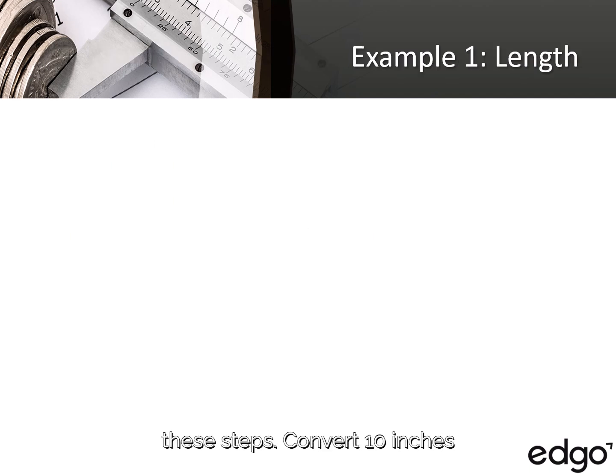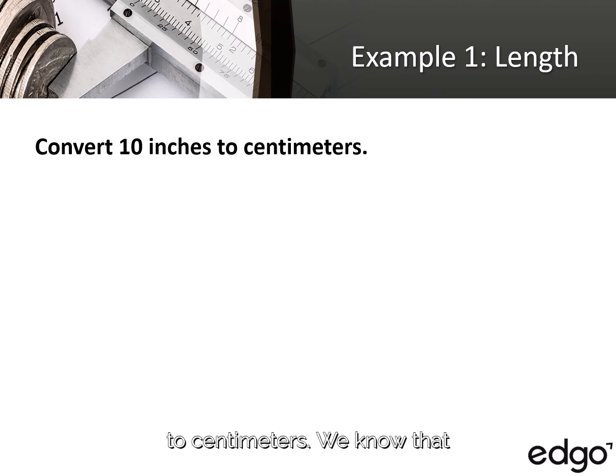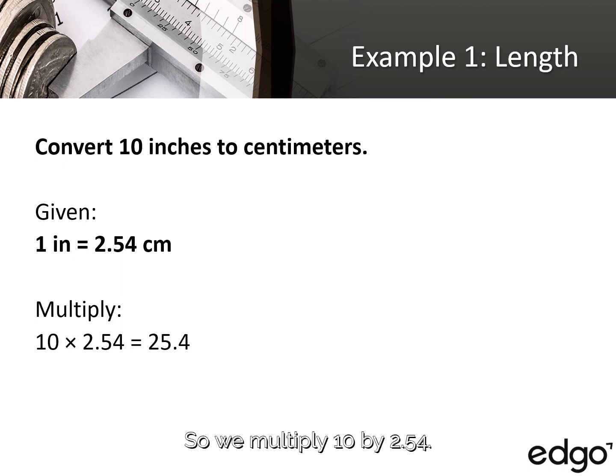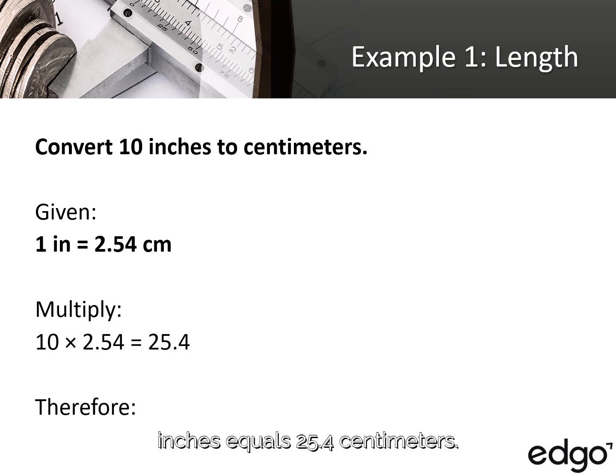Let's apply these steps. Convert 10 inches to centimeters. We know that 1 inch equals 2.54 centimeters. So we multiply 10 by 2.54. 10 times 2.54 equals 25.4. Therefore, 10 inches equals 25.4 centimeters.